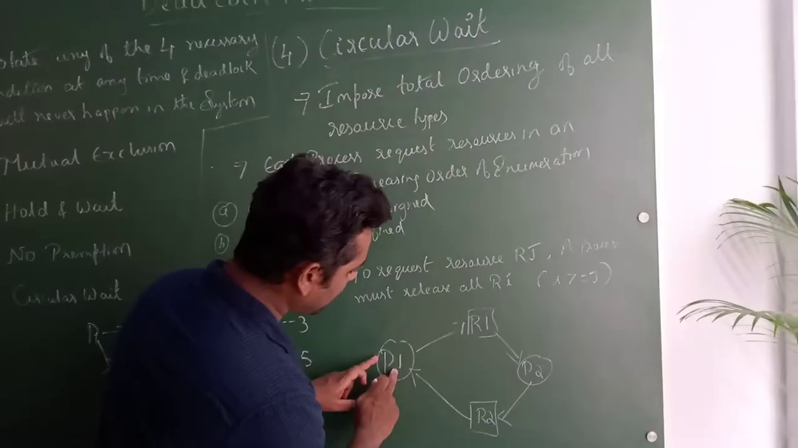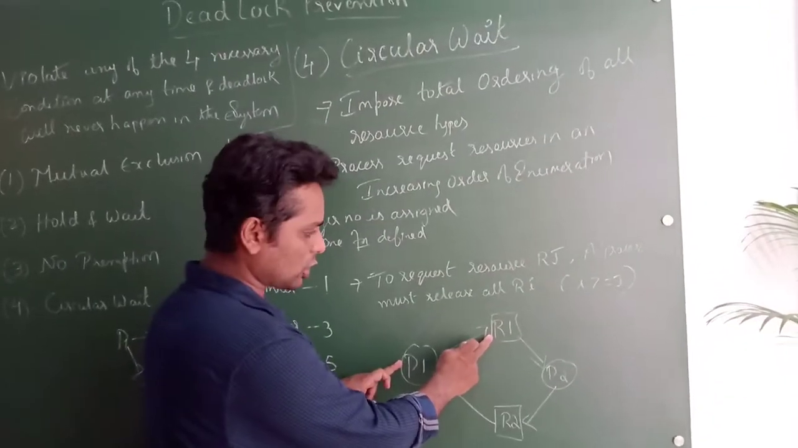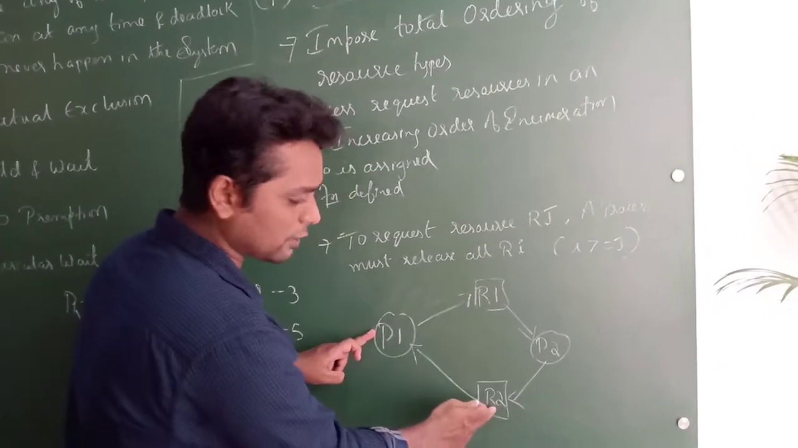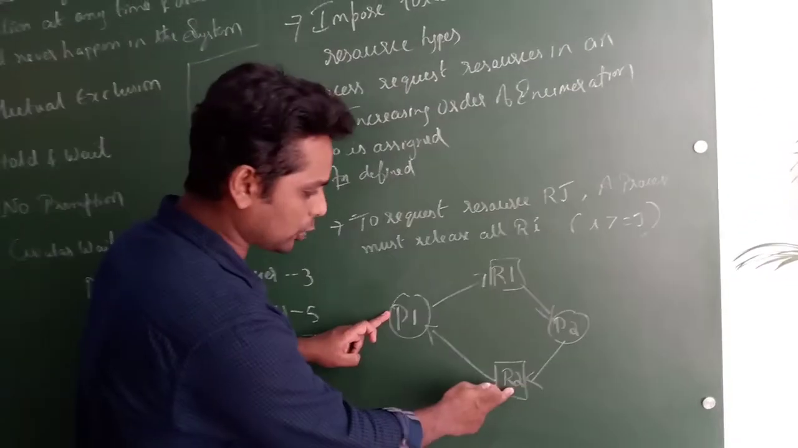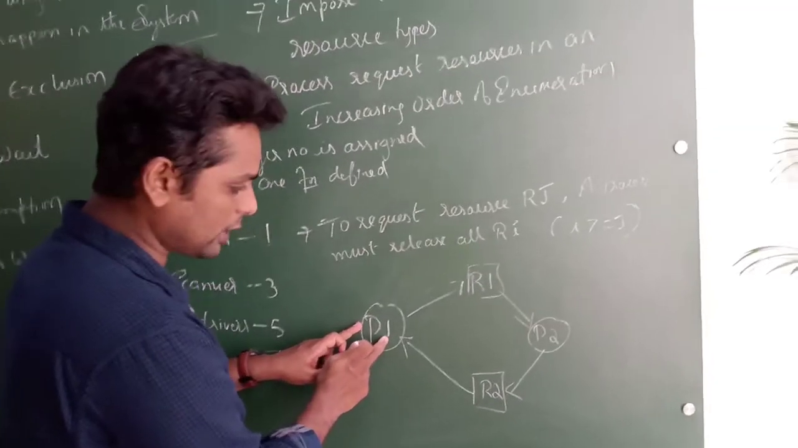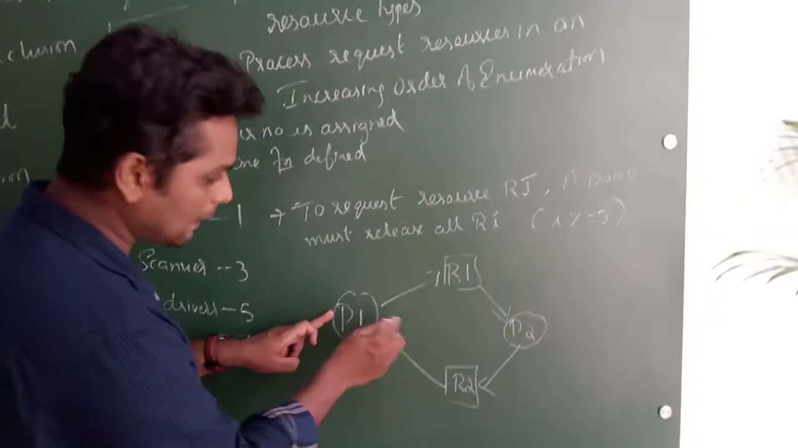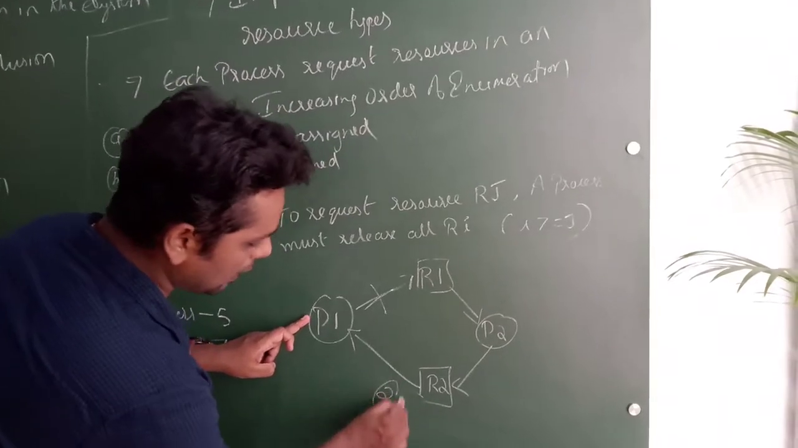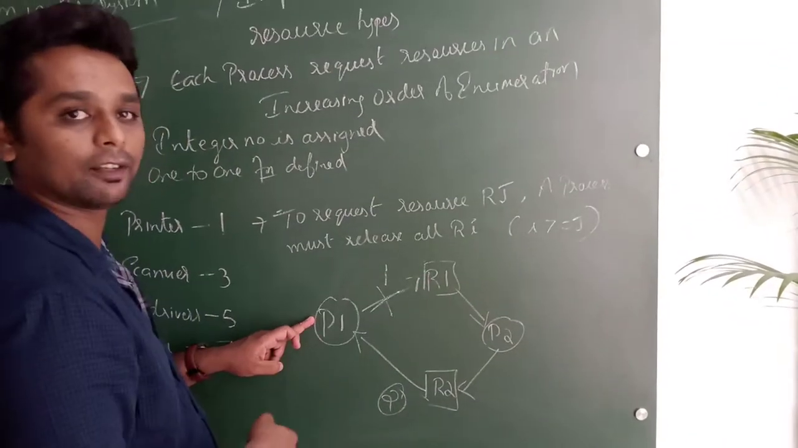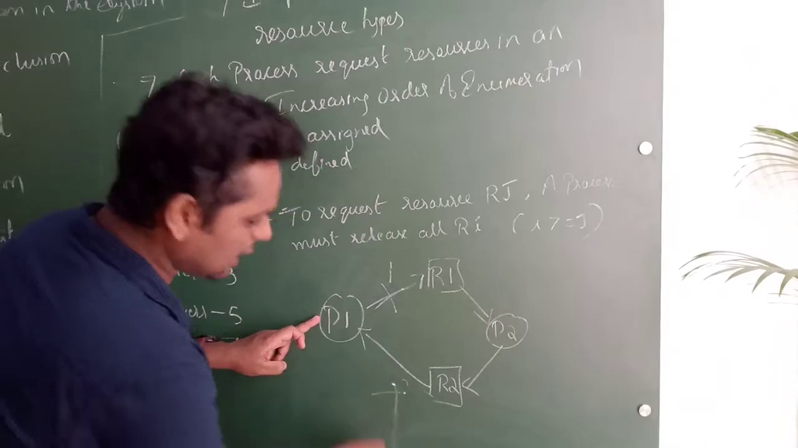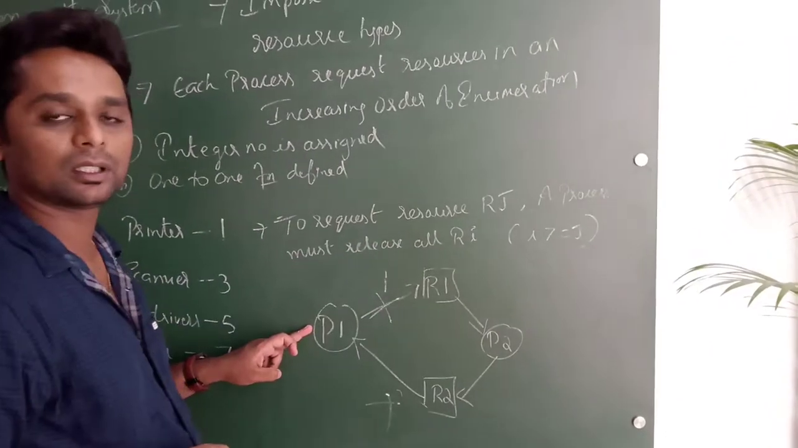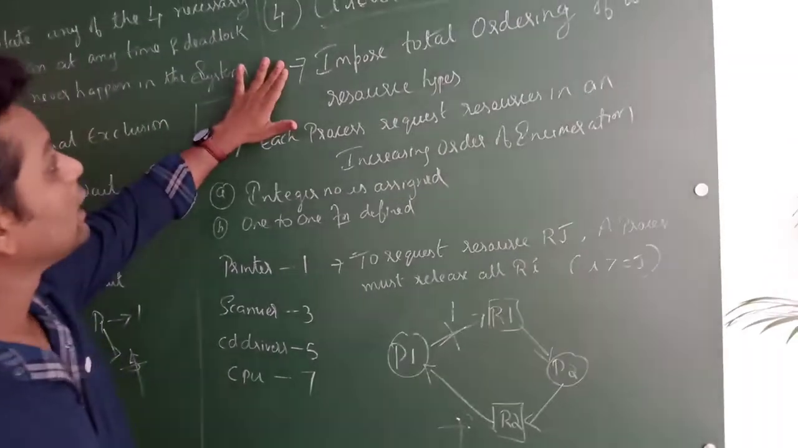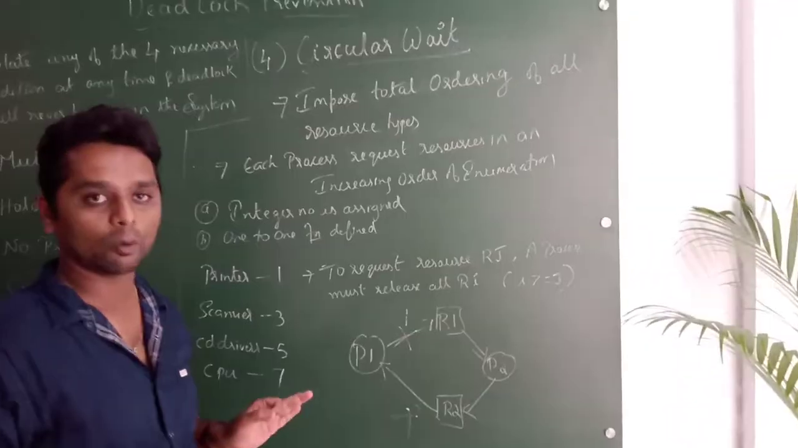I'll just give an example. Here P1 is requesting resource R1, but it is held by P2, and P2 is requesting resource type R2. But P1 is holding R2, so it can't request R1. It is holding 2, but it can't request 1. Whenever it has to request, it has to release this resource and request for the previous resources. Hope you are clear. This is the way in which circular wait can be avoided.